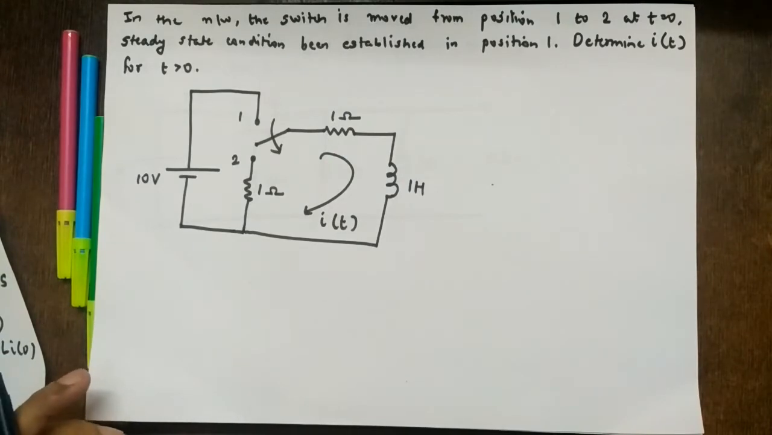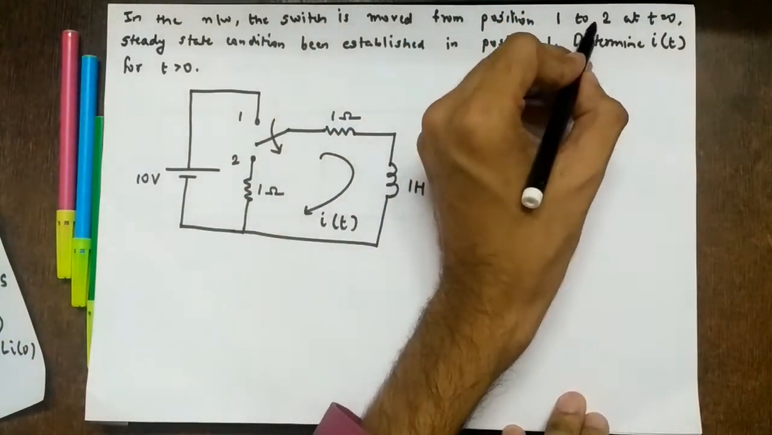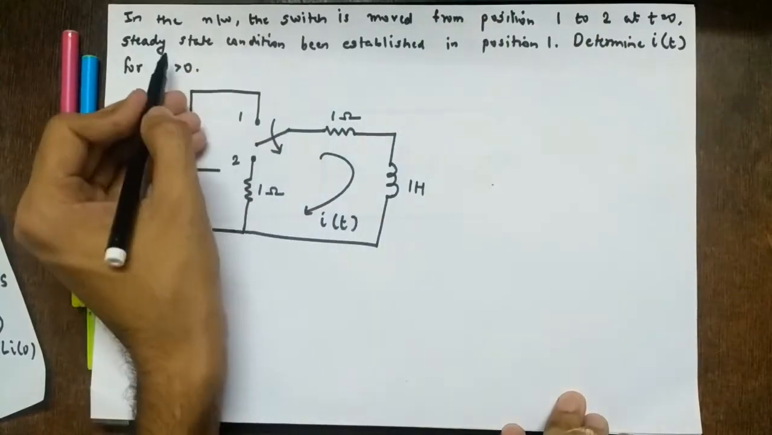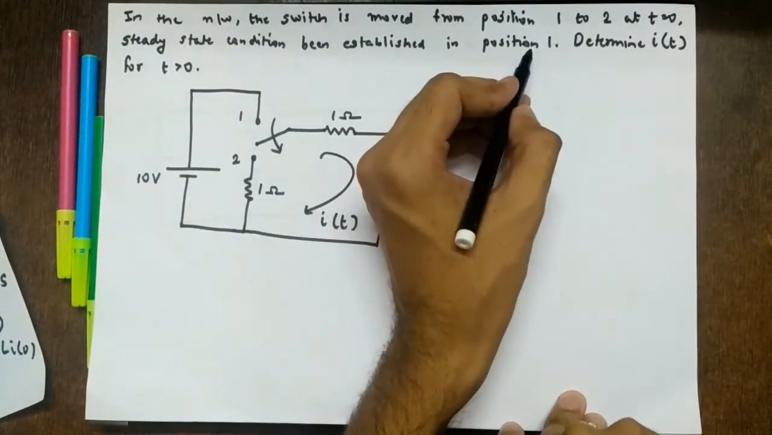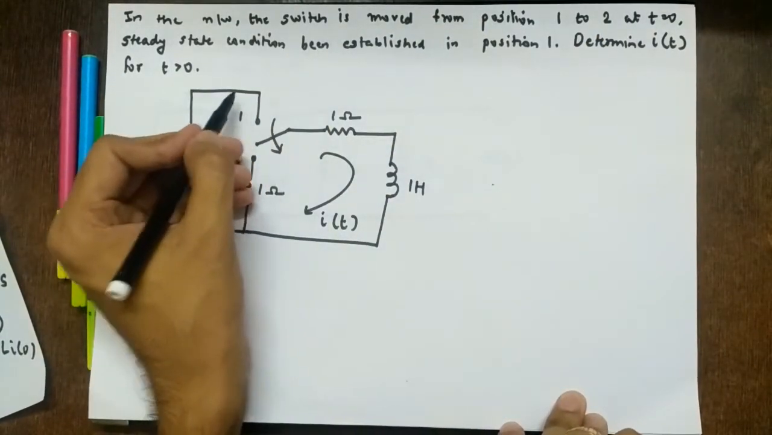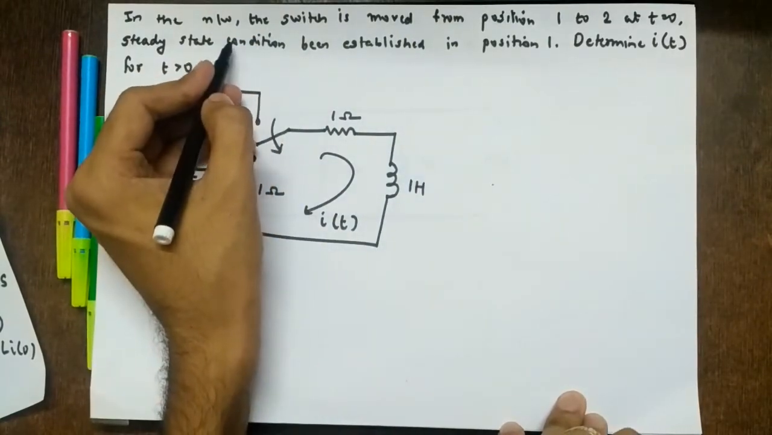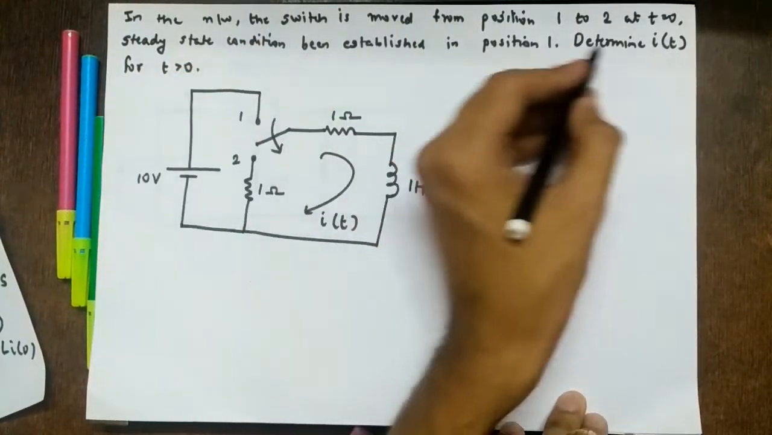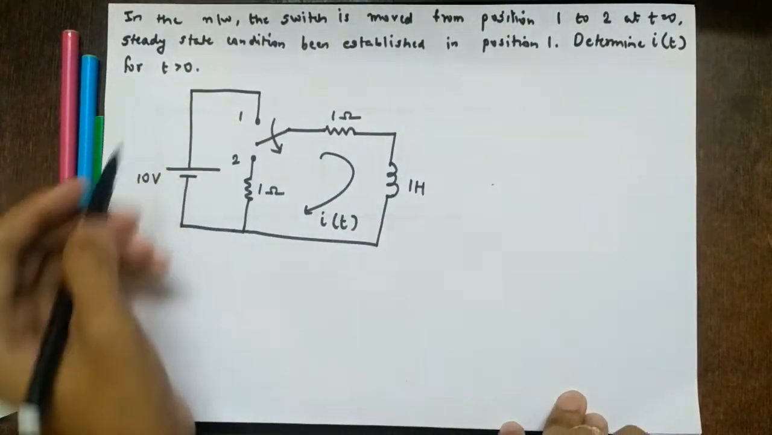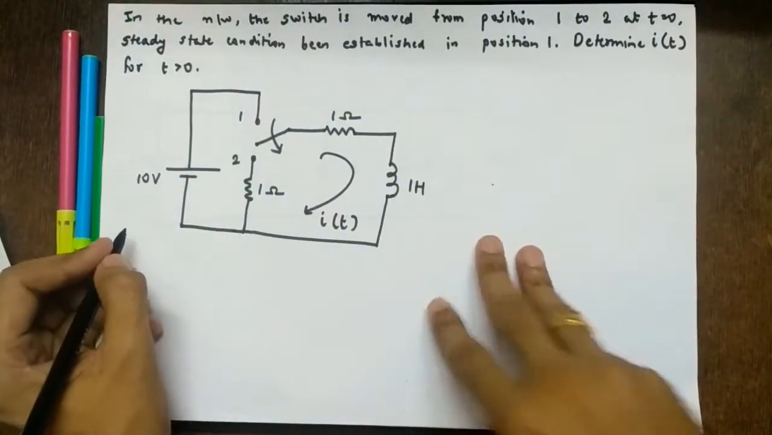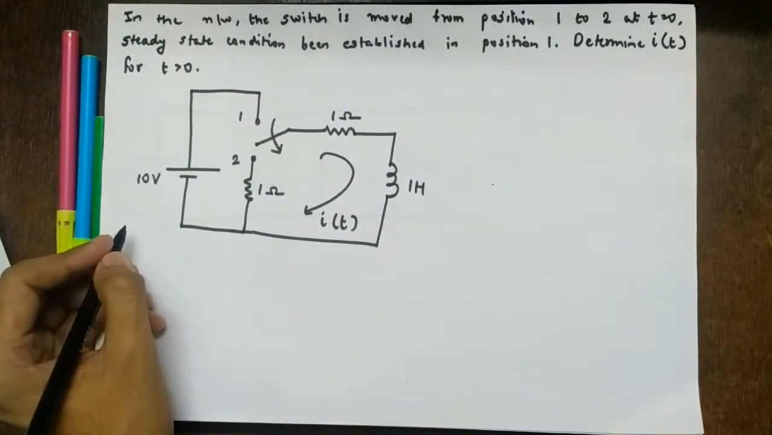So in the network, the switch moves from position 1 to 2 at t equal to 0. Steady state condition has been established in position 1. So they have told that the network is in position 1. Determine I of t for t greater than 0. So again, the same steps follow here. So what is the first step?